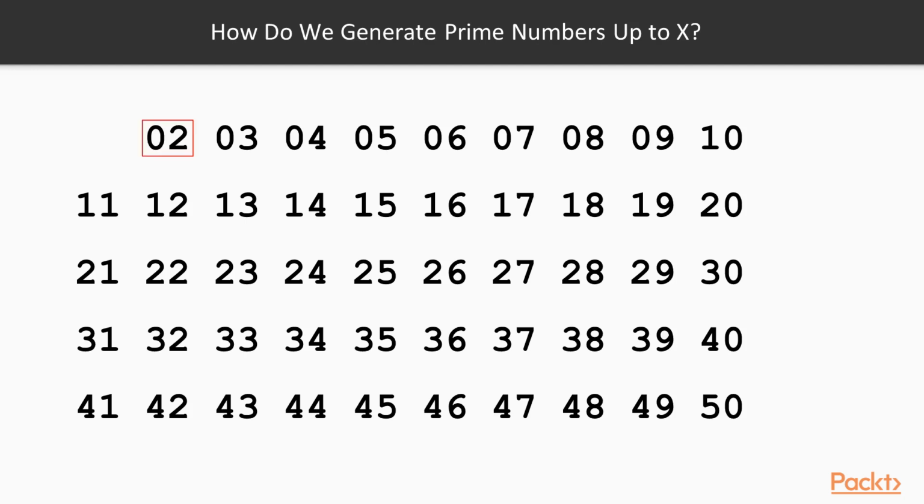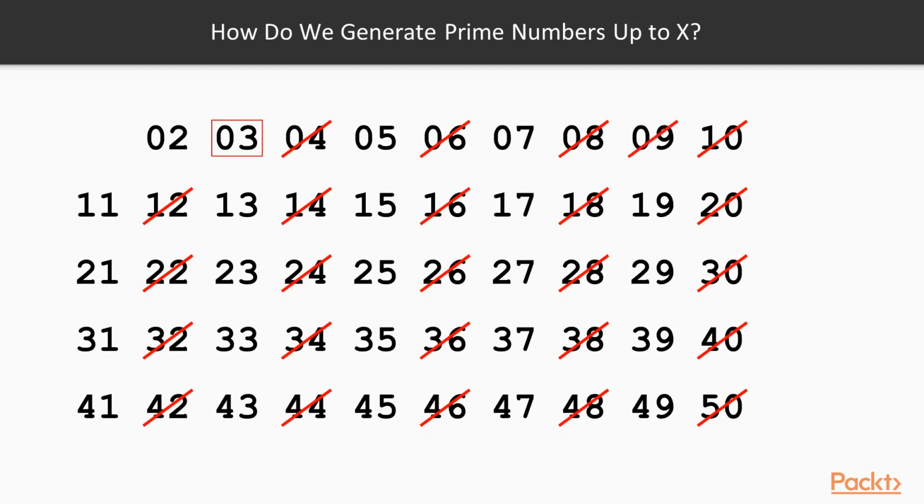Then you pick each number sequentially and cross out all multiples of the picked number. So when you pick 2, you cross out 4 and 6, 8, and so on, until you run out of numbers. Next, you pick 3, and you cross out the multiples of 3. 6 is already crossed out, so you cross out 9 and 15, and so on until you run out of numbers again. Since 4 is already crossed out, you skip it, and choose 5 instead.